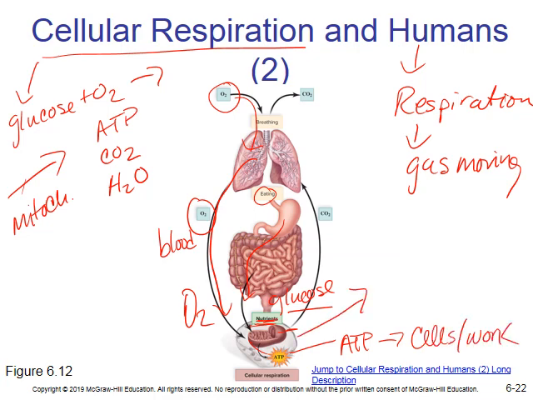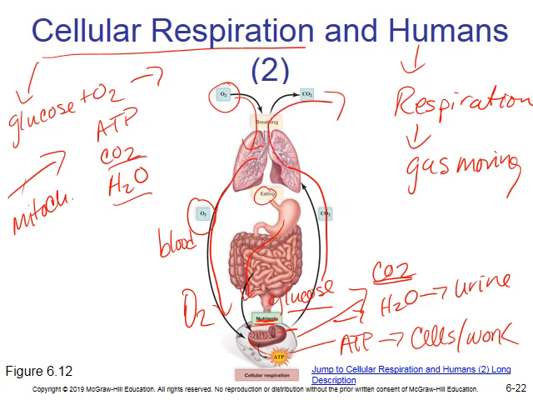What are also the byproducts? Water and CO2. Water, we can reuse it or we can release it as urine. What about the CO2? We put the CO2 back in our blood, back to our lungs, and then we breathe the CO2 out. All right, that's all I have for chapter 6.